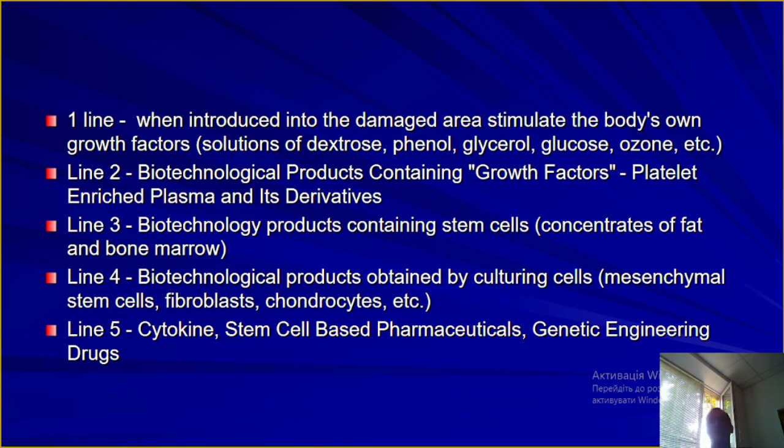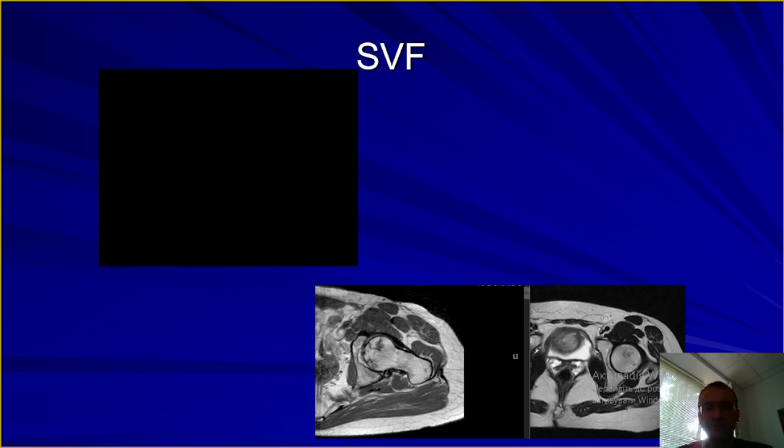And the last one is contemporary. It's a very efficient treatment, but very expensive. It uses different types of cytokines and genetic engineering drugs, which are produced in laboratories, but which show good results and good safety. In Ukraine, the most popular is the use of stem cells with processing or without processing in the laboratory.